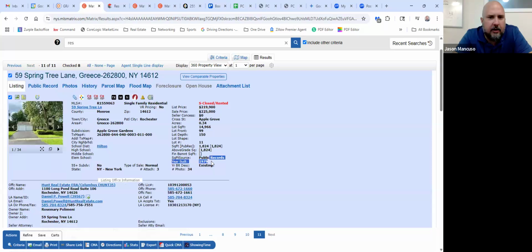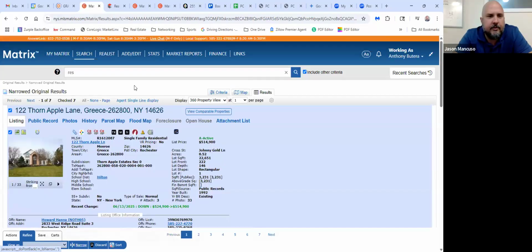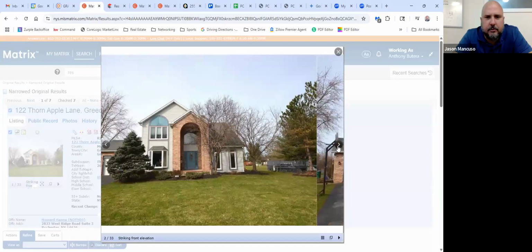And then this one, a lot older and smaller, and I know this house isn't sold for 225, so I'm just gonna get rid of that. So now we're down to 7. So let's see what's up with this Thornapple. It's a little bigger, or a lot bigger, 3,200 square feet.